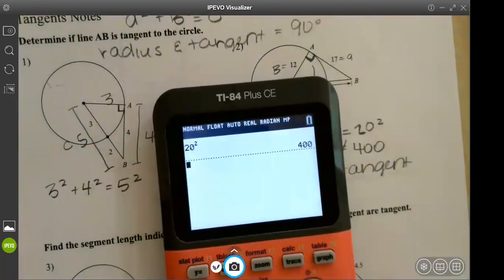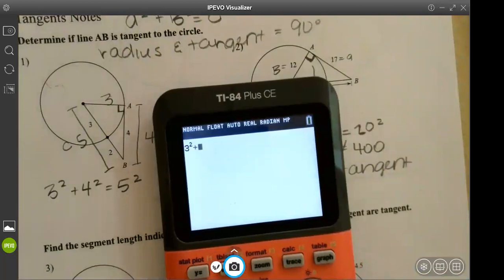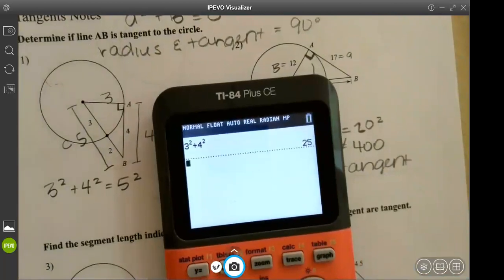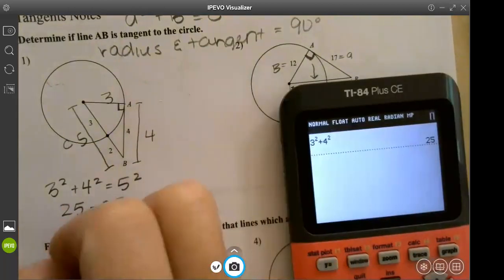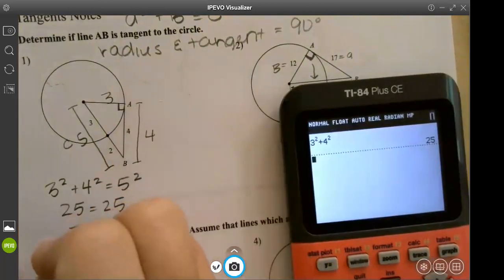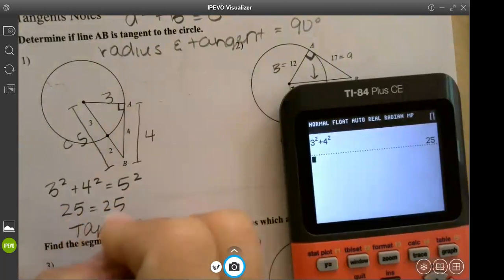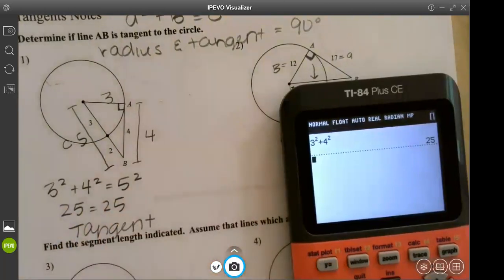If you know your rules, you should know that a 3, 4, 5 triangle is perfect. So 3 squared plus 4 squared is 25. And 5 squared is 25. So since they are equal, that line is tangent. So it'll be a yes. So if it's multiple choice, it'll be yes.